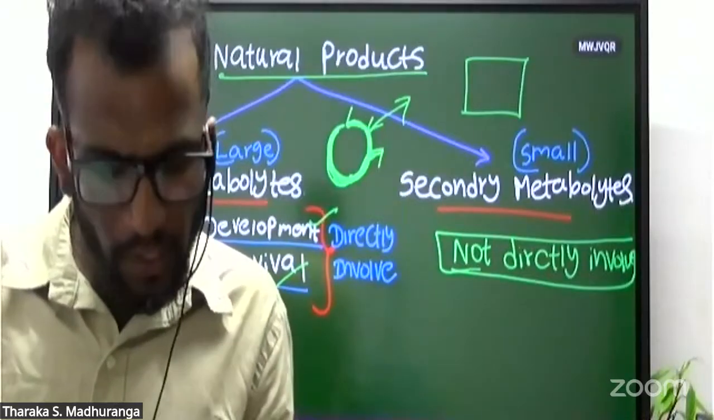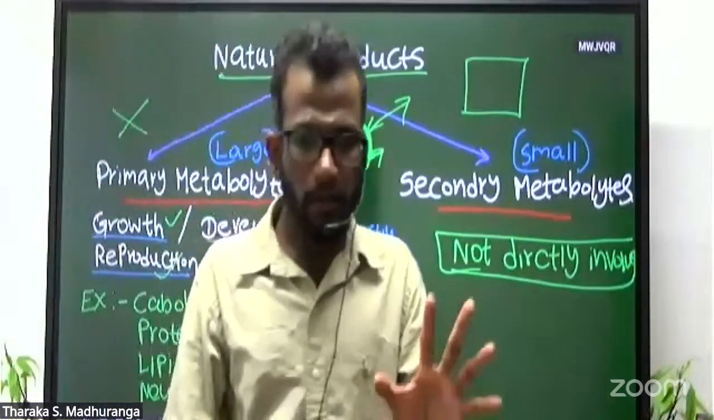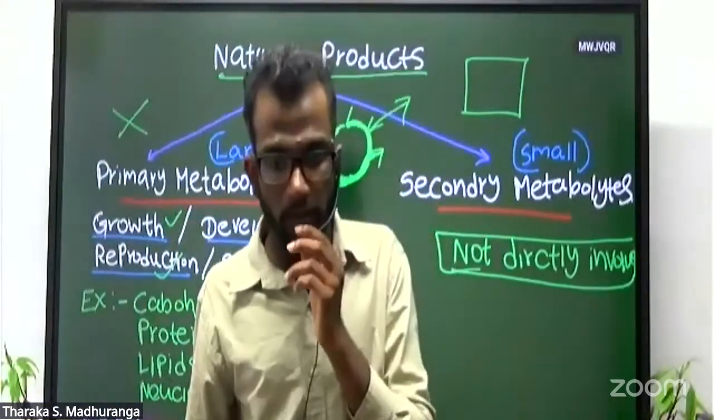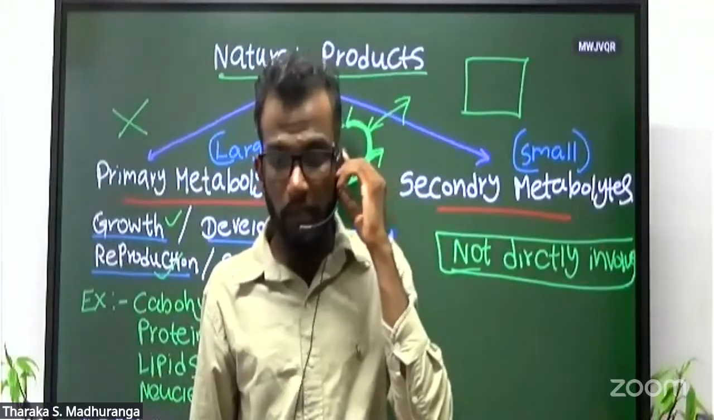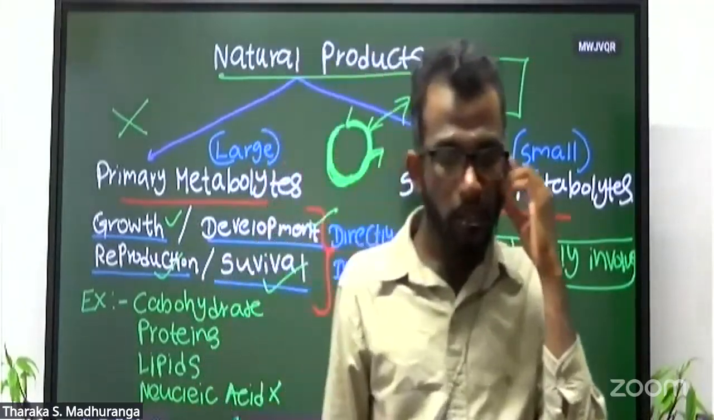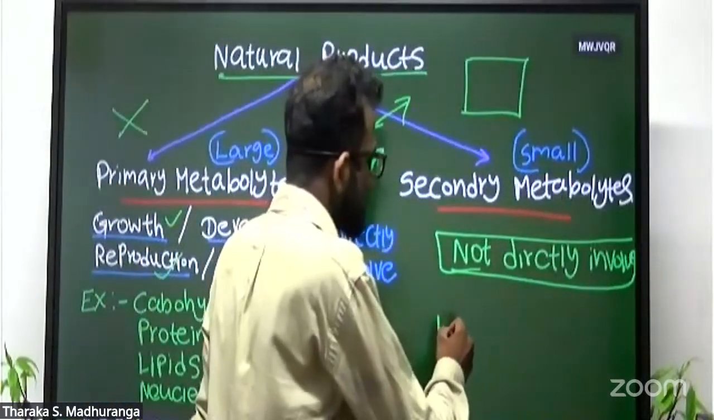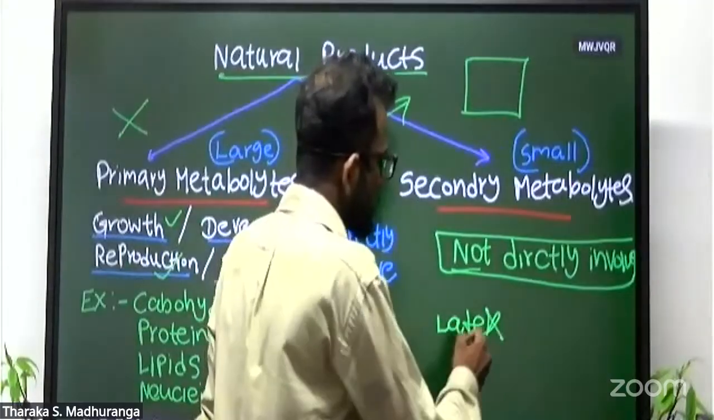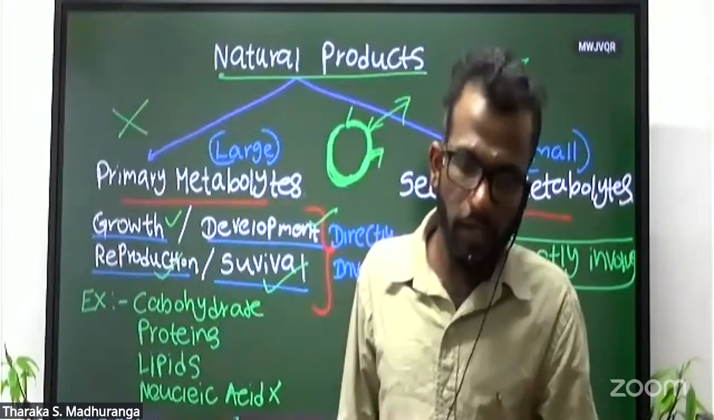Okay. What are the other examples? Do you know there is a very important plant, the rubber tree? The rubber tree has some latex. Latex, that's also a secondary metabolite.